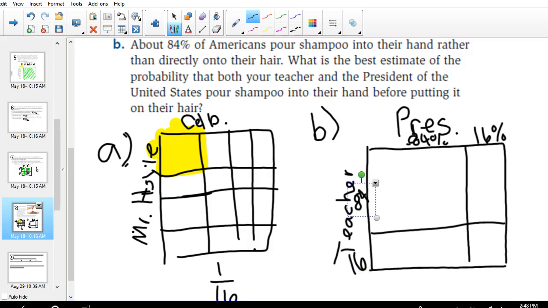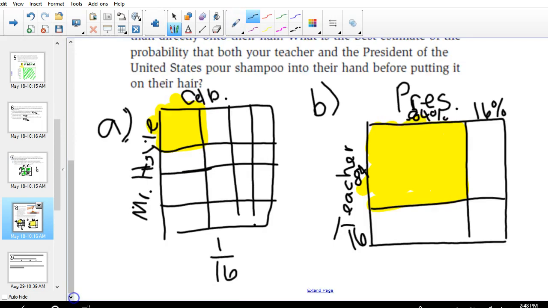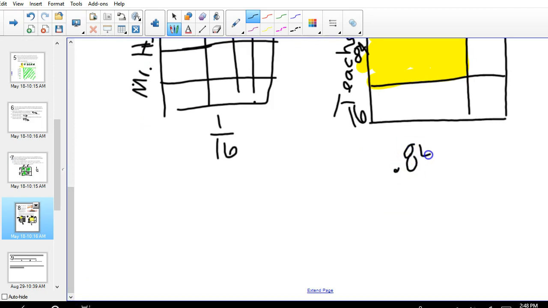So I want to know the probability that both of us put the shampoo into our hand before putting it on our hair. So in this case, I'm looking at this square right here. And if I want to know the size of that square, then this is an area model. So to find the area, we do the length times width of that box. And so in this case, the length is 0.84 and the width is 0.84. And so if we do 0.84 times 0.84, we are going to get 0.7056. So there is a little bit better than 70% chance that both your teacher and the President squirt shampoo into their hand before putting it onto their hair.